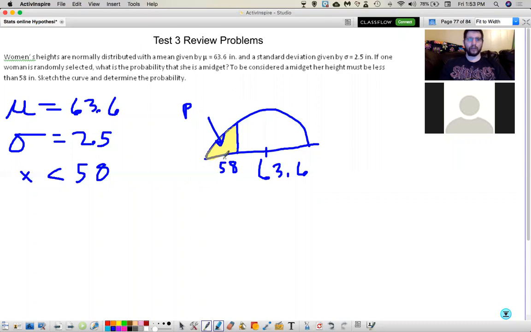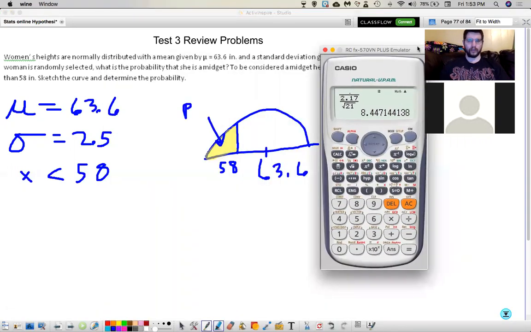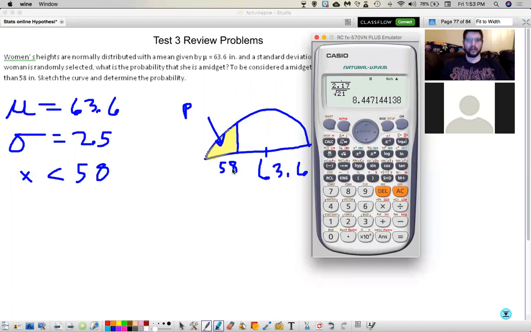Now you can use the chart for this, but we'd have to convert it to a standard normal score. You can also use the Casio or the TI using a normal CDF. I'll do it all 3 ways, starting with the Casio. Okay, so I need the area to the left of 58. So I'm going to go to mode down number 3 for distributions. Normal CD. Lower bound, negative infinity.